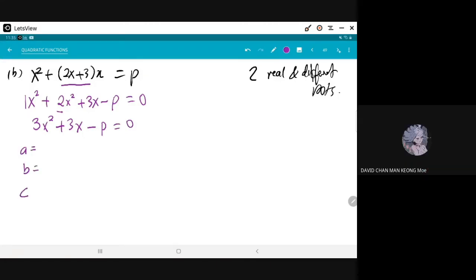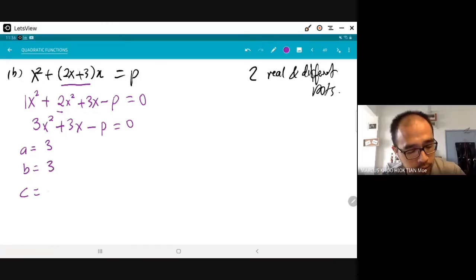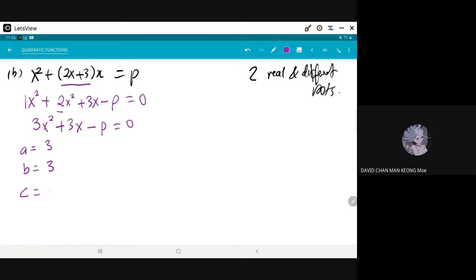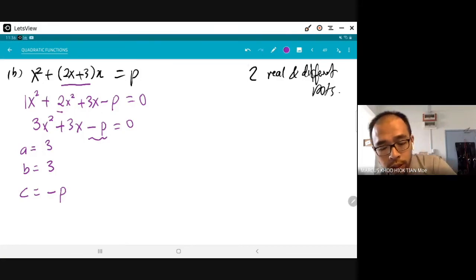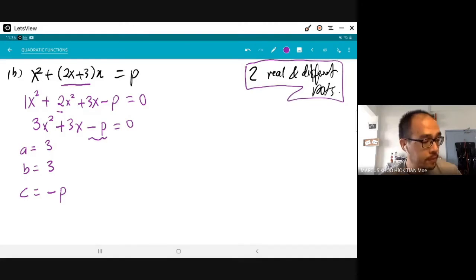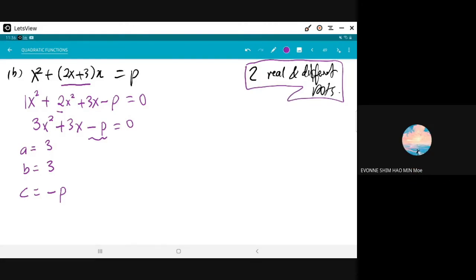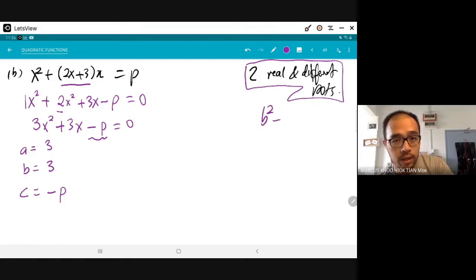Sorry, what is A again? A is 3. Okay, B is? The B is 3 also. All right, C? Negative p. Okay, very good. Important, people: if there's a negative, bring the negative together with it. Yvonne, two real and different roots means what? More than zero. Okay, b squared minus 4ac is more than zero.